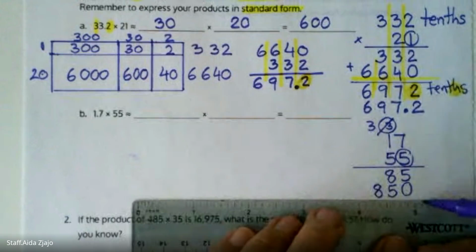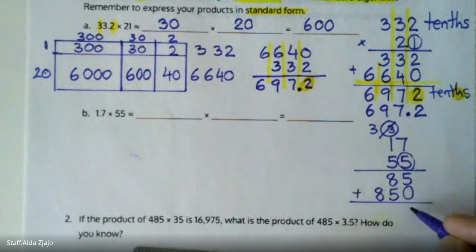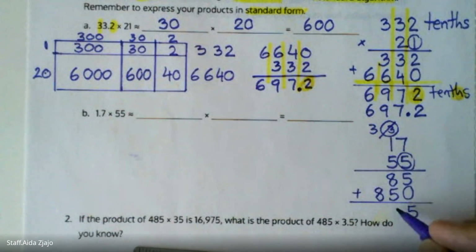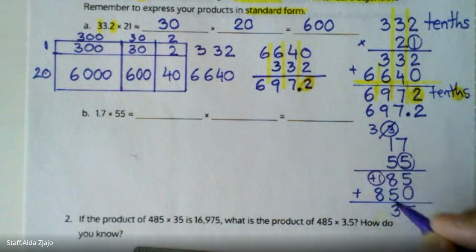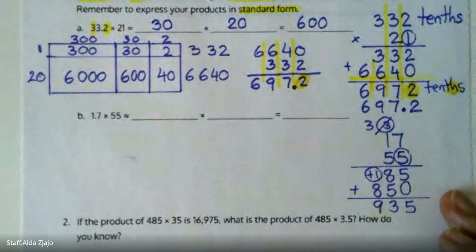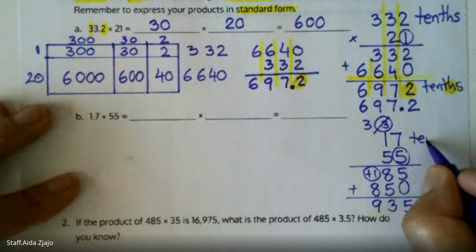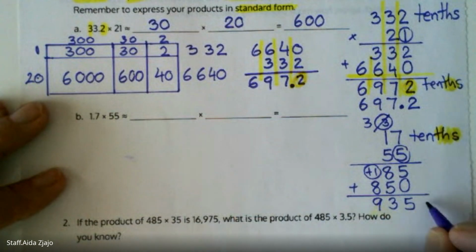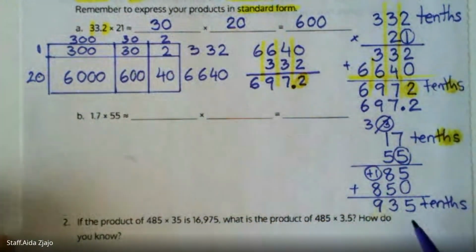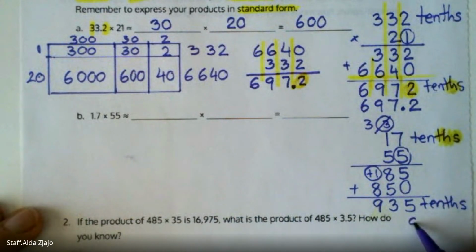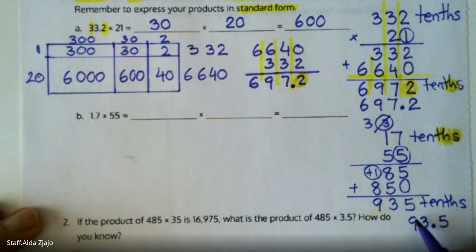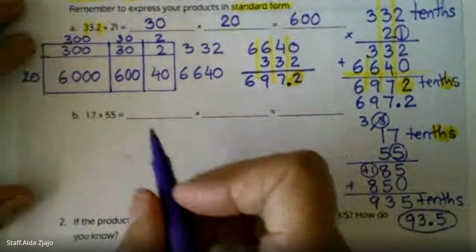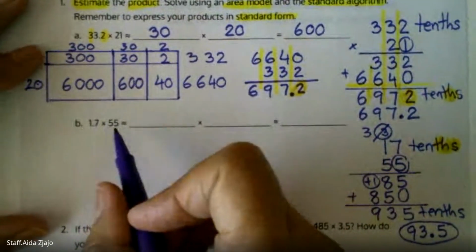So add together, and that is 5. 8 and 5 is 13, make 1, so that is 935. But because these are tenths, this is 935 tenths. So when we look at the answer, it should be 93 and 5/10, and that would be the final answer for 1.7 times 55.